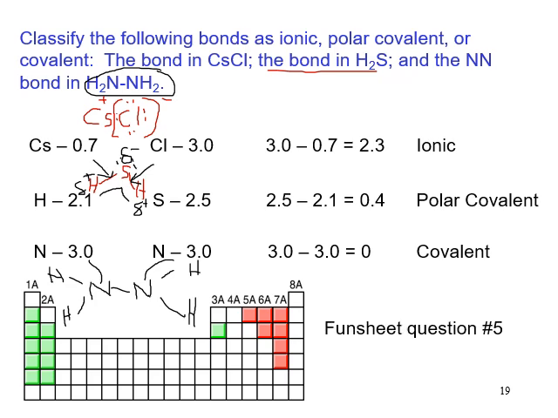So look at fun sheet question number 5. It's asking you some things about whether they're going to be polar covalent or ionic or purely covalent.